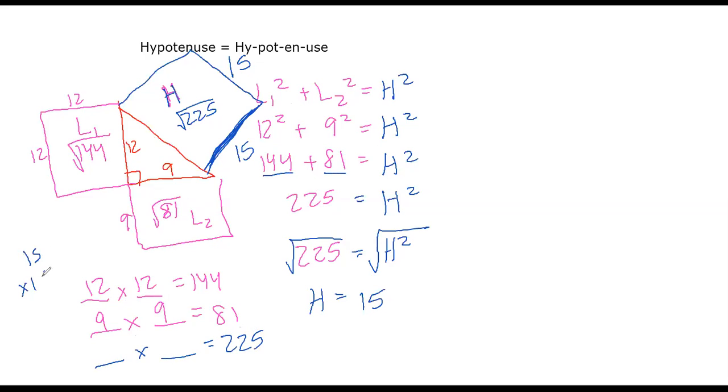And 15 times 15: 5 times 5 is 25. 5 times 1 is 5, plus 2 is 7. Bring down the 0. 1 times 5 is 5. 1 times 1 is 1. 15 times 15 is equal to 225. Okay.